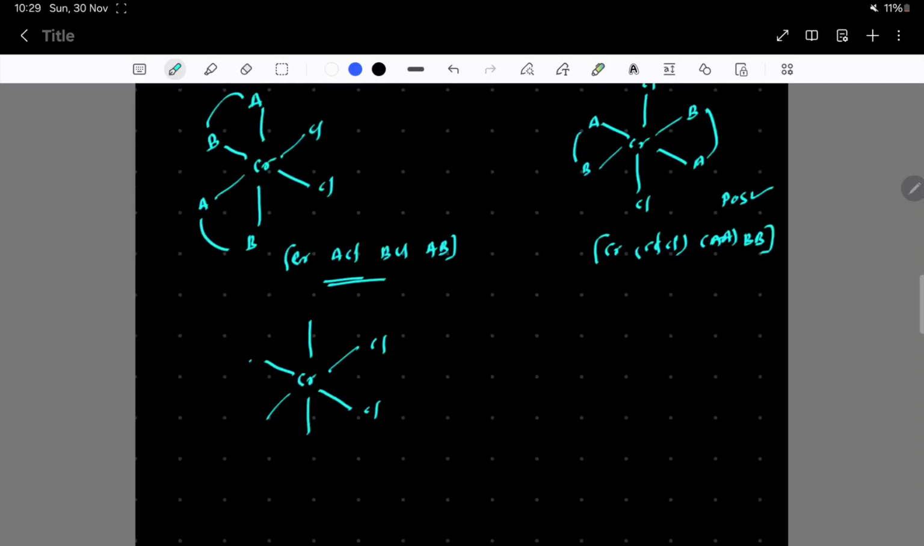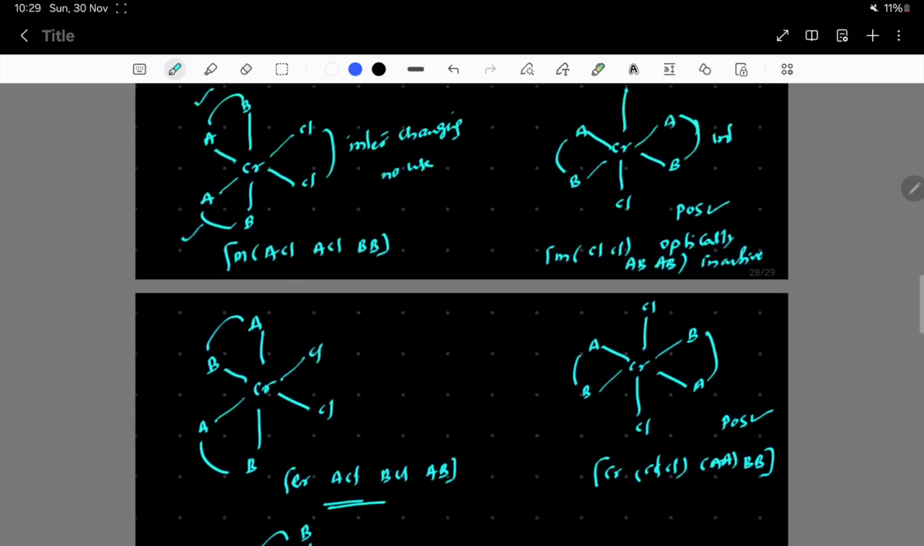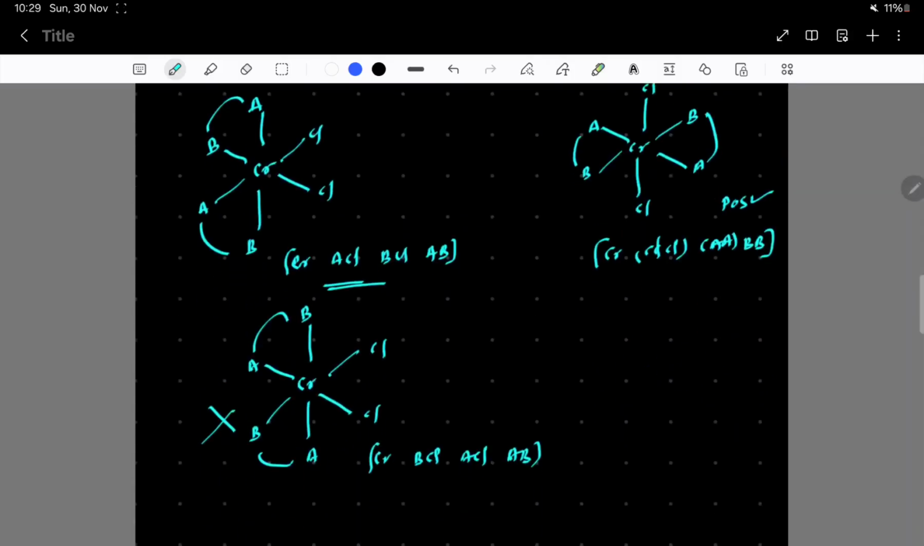This will be AB. Now here I am interchanging. This will be BA. Okay. Right. Now you check the combination. So this will be BCL, ACL and AB, right? So no change, right? There is no use. By changing there is no use, right? Now from the student, the possibilities here we have 4. The possible geometrical isomers are 4, student.